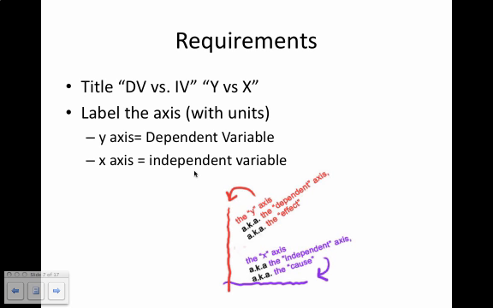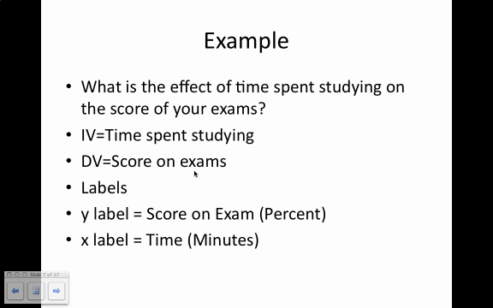Here's another requirement for your graphs. The title will always be in dependent variable versus independent variable form, aka your y-axis versus your x-axis. Always label the axis with the correct units. Here's an example of how we can label an axis. The y label, score on exam, would be in percent. The unit would be the percent.